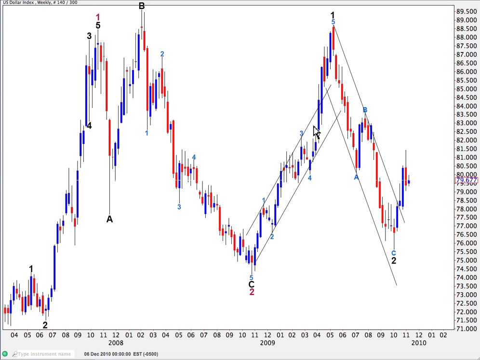We've had intermediate wave 1 to the upside, a strong zigzag structure down for intermediate wave 2, and according to this wave count, the dollar is within intermediate wave 3 within primary 3 to the upside.